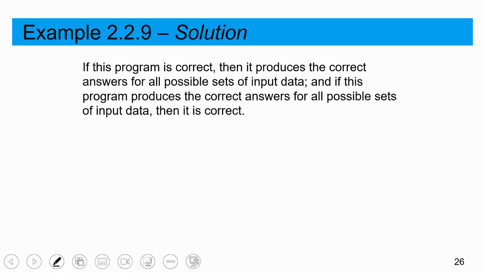So the first rendition, if this program is correct, then it produces the correct answers for all possible sets of input data. Now the converse, switch the statements. If this program produces the correct answers for all possible sets of input data, then it is correct. So sometimes we have to change the wording just a little bit, just so that it goes along with the English language. For example, we wouldn't want to start the sentence, it produces the correct answers, because we're wondering, what is it? So instead, we say, if this program produces the correct answers.